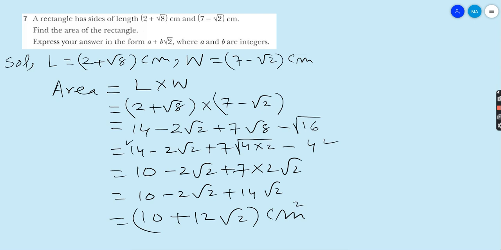And this is the requirement: write the answer in a plus b root 2. Here a is 10 and b is 12. Hope you understand this question number 7. Come to question number 8.